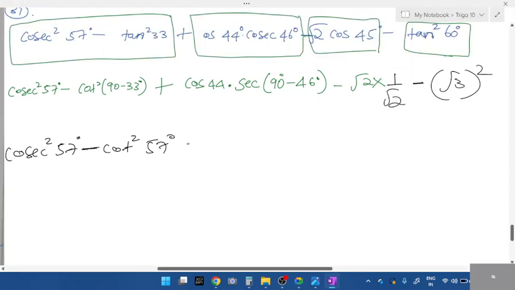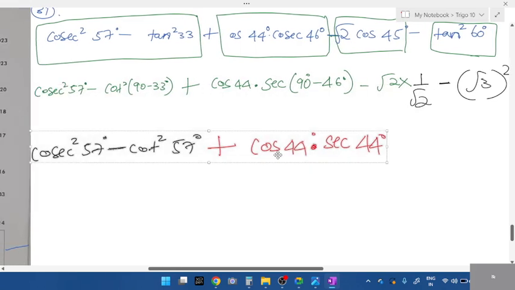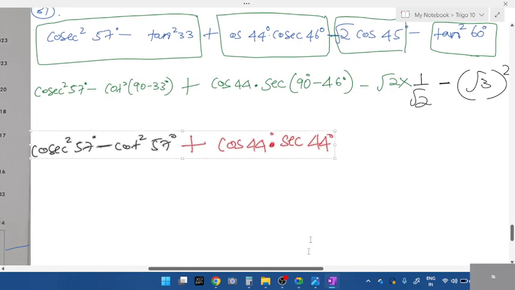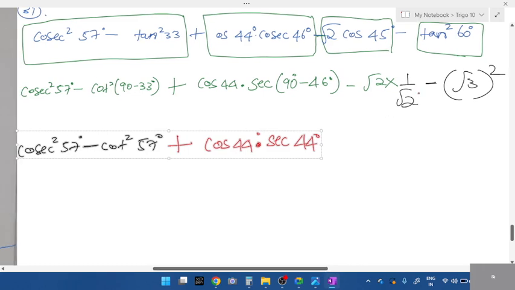I'll just keep it as it is. Bring down the next one. Cos 44 into what is 90 minus 46, students? Sec 44, right? Okay. Tell me the next one. Which one gets cancelled? Root 2 gets cancelled. Don't write it. When I'm teaching, don't write, listen. Root 2 and root 2, 1. You get 1. Minus. Root 3 and 3, you get 3.